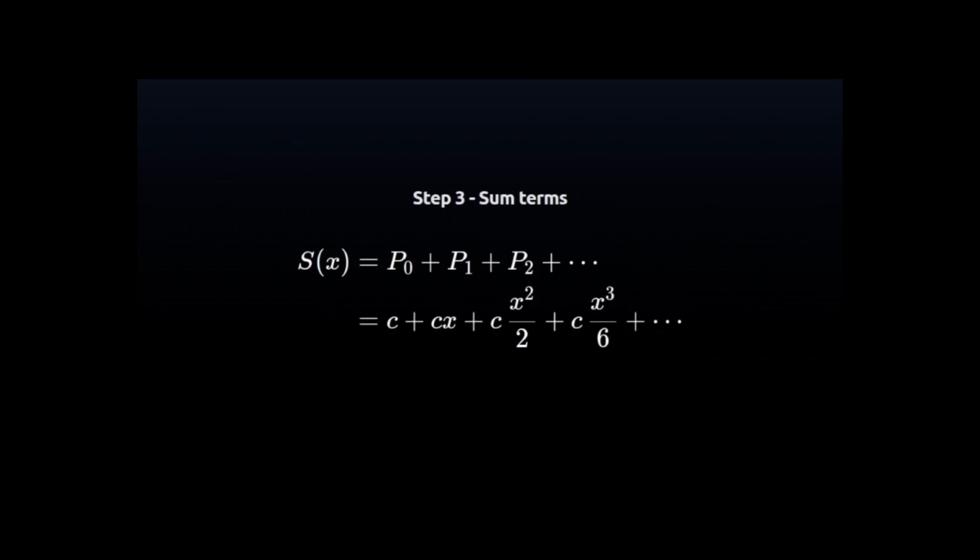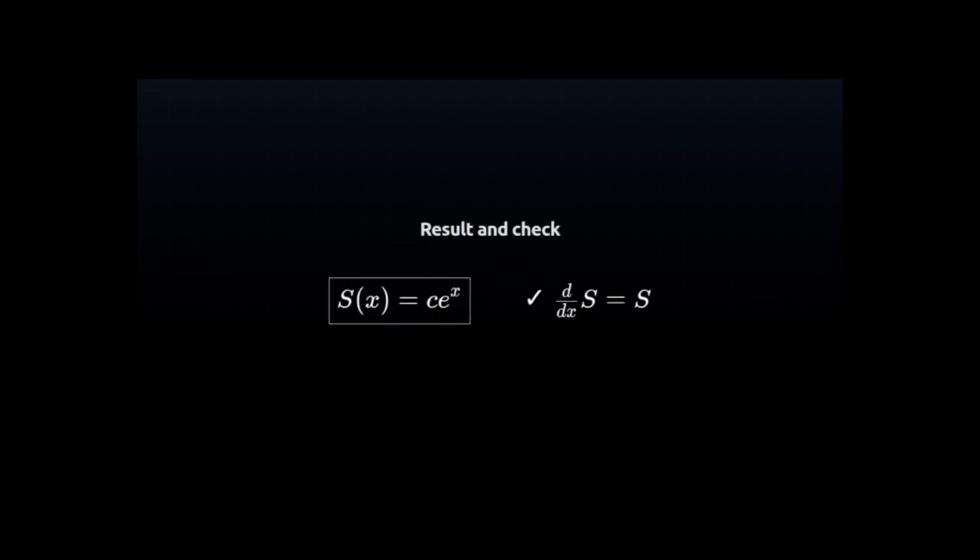Step 3. Add the terms. S of x equals p0 plus p1 plus p2 plus p3, and so on. That is c plus cx plus c times x squared over 2 plus c times x cubed over 6, and so on. Step 4. State the result. This infinite series equals c times e to the x. Verification, the derivative of s equals s itself.